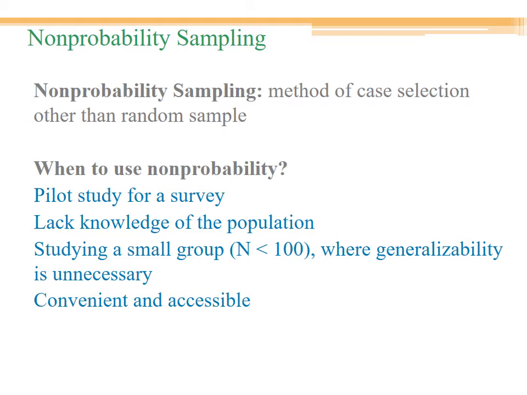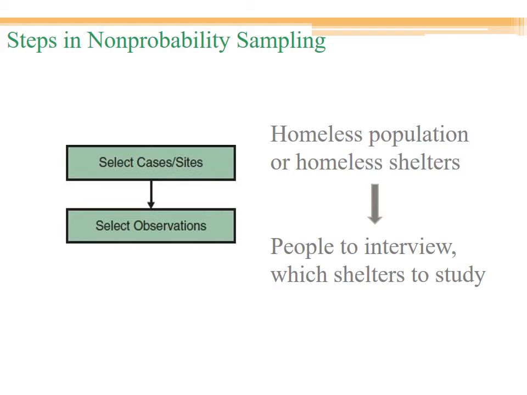We also choose non-probability sampling when it's convenient and accessible, because it's less expensive or time-consuming than probability sampling. The steps involved in non-probability design are a bit less involved than the probability sampling, as you'll see. So you choose your cases or sites, and then you select your observations. So here we decide that we're studying the homeless, and we choose our cases, so the homeless population or the sites, homeless shelters, and then we select our observations, either people to interview or shelters to study.